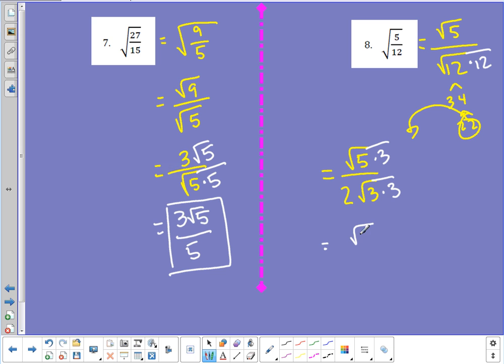So I have the square root of 15 on top, and then on the bottom, this pair of 3's comes out front and gets multiplied by the 2. 2 times 3 gives me 6. So I have the square root of 15 over 6. Nothing else I can do there.